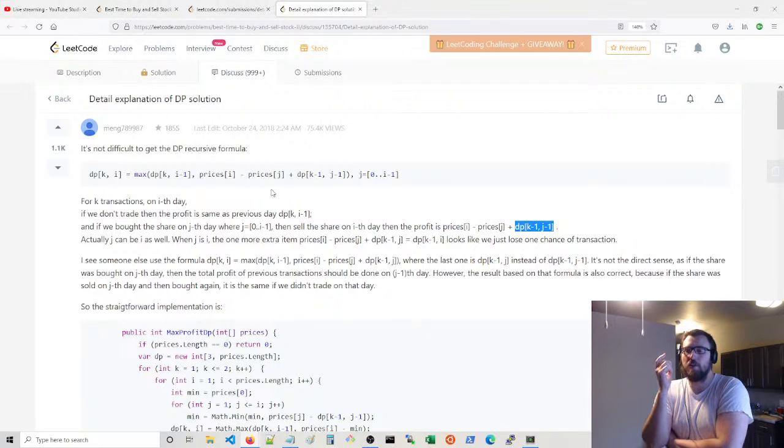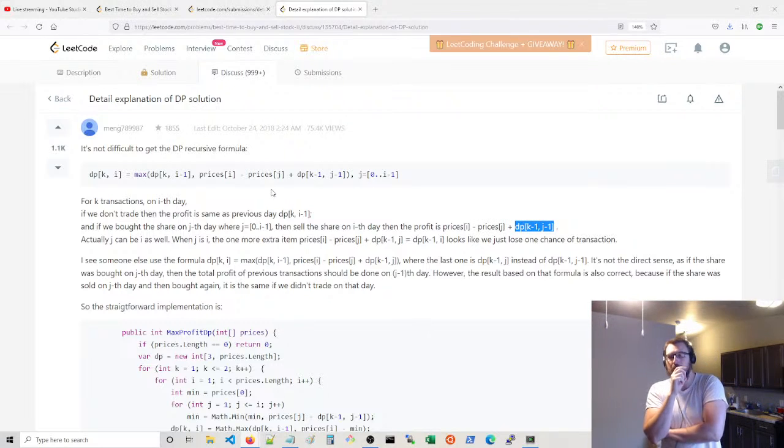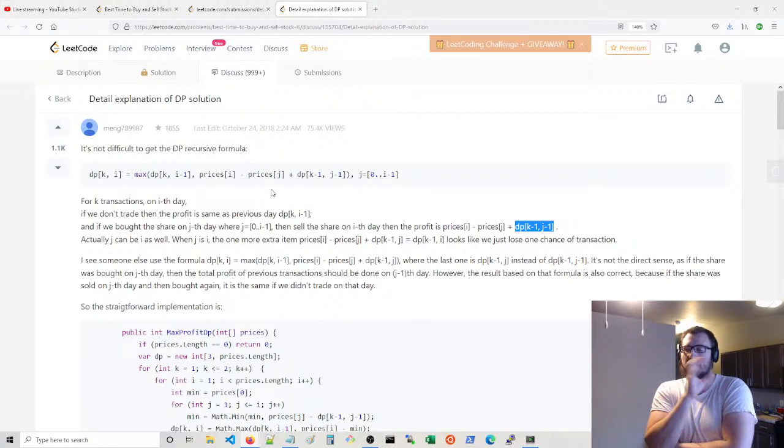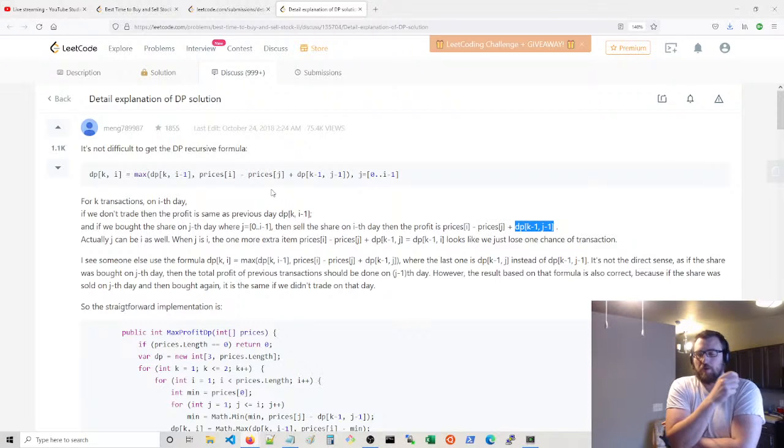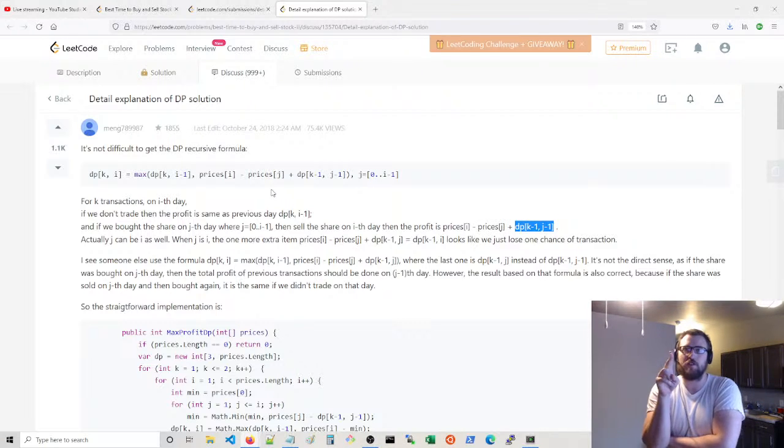If we do sell it, then we want to take the optimal that we got from j minus 1, which is the time we bought. So all the other transactions happened before, and those are the optimal transactions. We got that optimal value, and now we add this transaction to that previous optimal value.